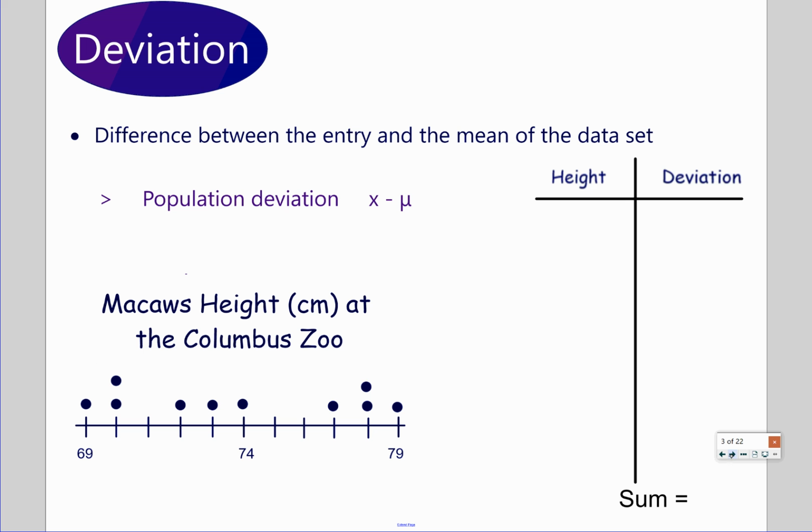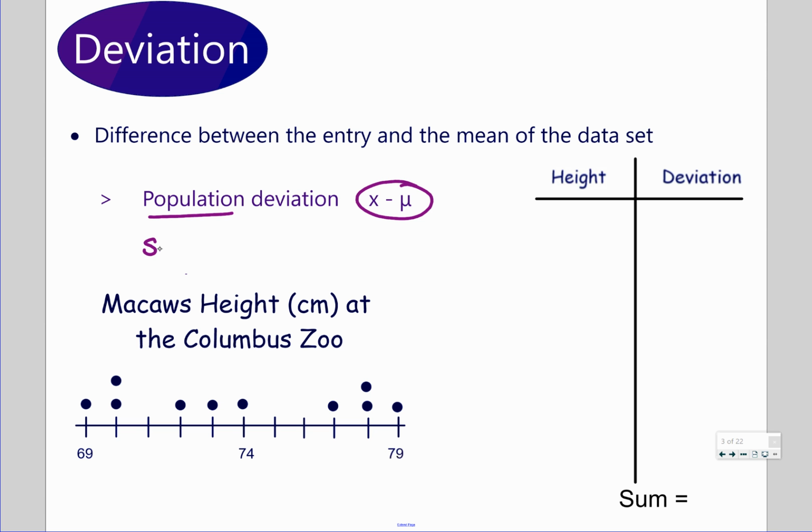Okay, so we're now going to start talking about what we call deviation. Deviation is how far a specific data value deviates, varies from the mean that we have for that data set. Okay, if we're talking about a population deviation, we're going to be using this formula here, x, where that's any data value in our set, minus mu. We saw that symbol yesterday. That would be the mean of the population.